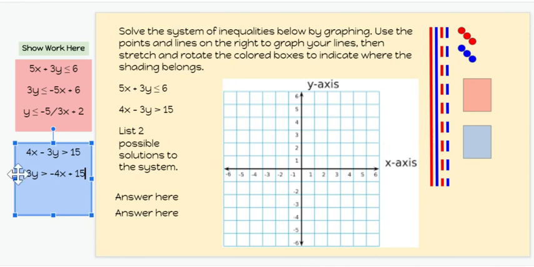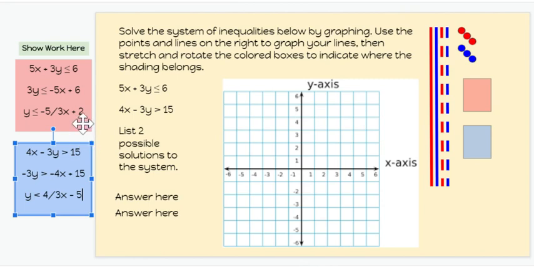Last step, divide everything by negative 3. Don't forget to flip that inequality symbol when you divide by a negative. When we divide negative 4 by negative 3, we get positive 4 over 3x. And then a positive 15 divided by negative 3 is negative 5. And I did flip my inequality symbol, so now it's y is less than.